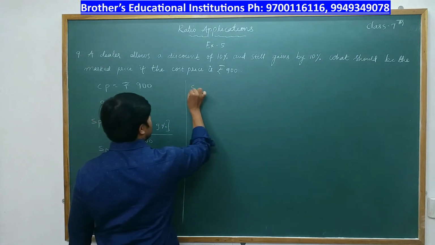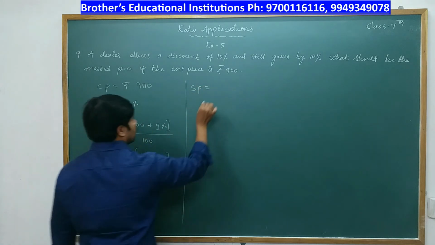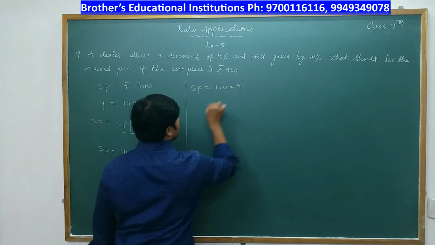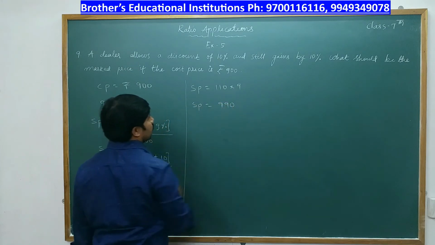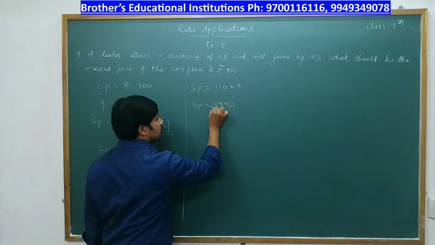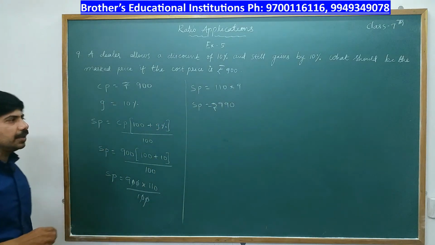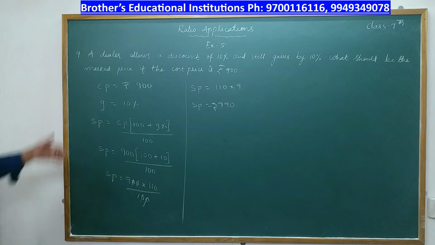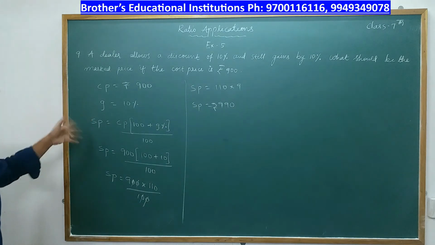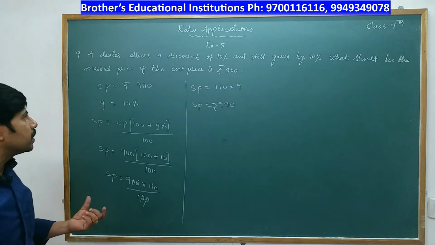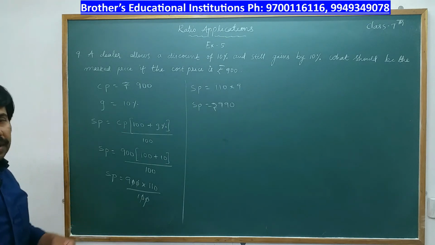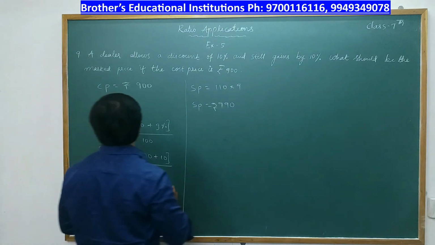So what is selling price? Selling price is 9 into 110. So the selling price is rupees 990. Right, we have the selling price. So we have cost price, gain, so we'll find selling price, we got it. After getting selling price, we have to find out marked price. Discount percent is given to us. Now generally with discount percent, we can find out marked price. So marked price is not given here, we have to find it out.